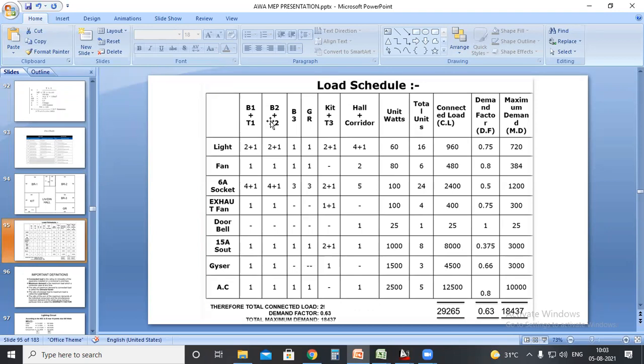mentioning the room names. When you get a residential building, if the toilet is attached to the bedroom, you can take bedroom and toilet together, or else you can take bedroom in a separate column and toilet in a separate column. That is not an issue. Here they have taken bedroom plus toilet one, and they have also mentioned the light fitting number separately, 2 plus 1. 2 means the light fittings in the bedroom, and 1 means the light fitting in the toilet.